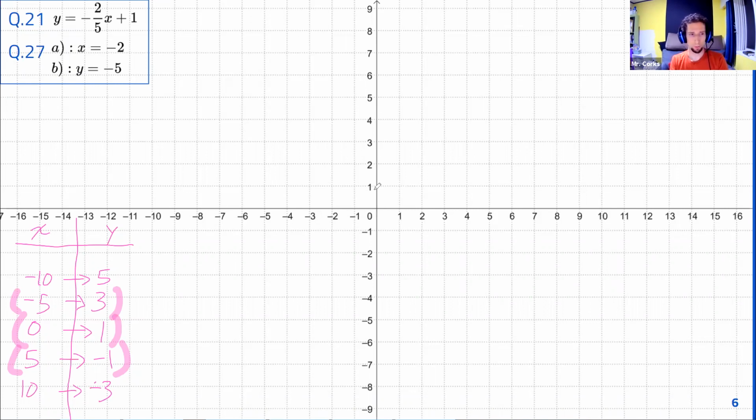So 0, 1, that's this point right here. 5, -1, that's this point right here. 10, -3 is this point right here. Okay, that's 3 points. That should be enough. We will connect them. I have to work in the other order because my Zoom controls are hiding part of the screen. So let's do here.